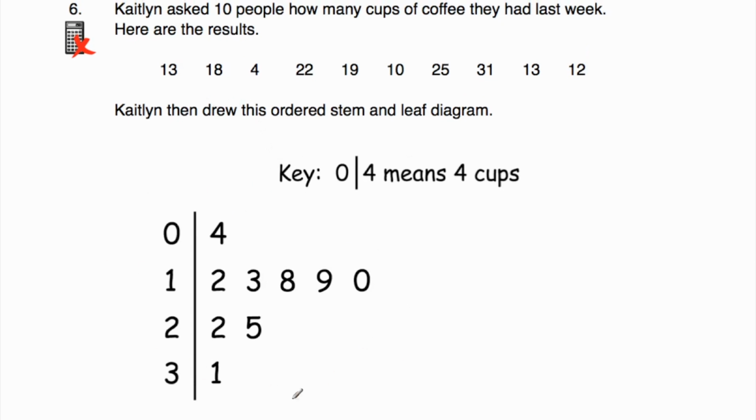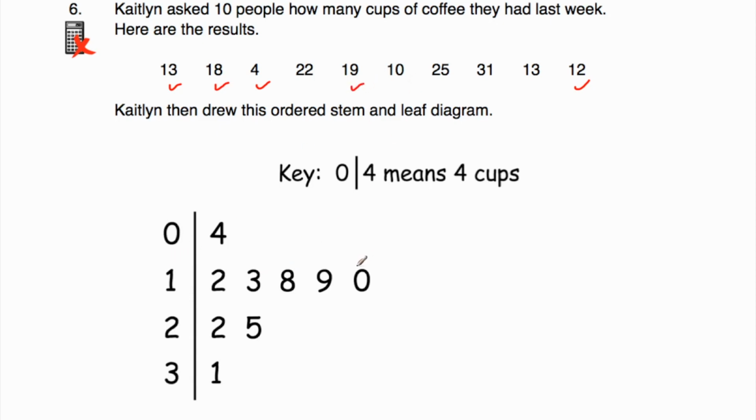So let's look at the numbers in her stem-and-leaf diagram and let's just check she's got them all. So she's got 0, 4, so that's 4. She's got 12, well that's 12. She's got 13, well there's 13. We've then got 18, well she's got 18. She's got 19, that's there. She's then got 10, what?